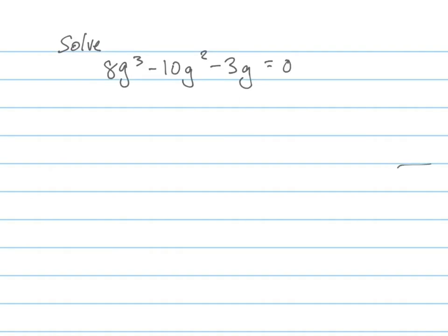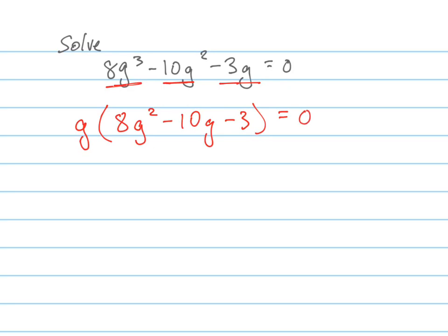We're trying to solve this equation. Now this is not a quadratic equation, it's a cubic equation, but we're going to solve it by using the methods for quadratic equations. And the reason is because what you can see right away is what could I factor out of all three of those terms? I could factor a g out. And if I factor a g out, I'm left with a quadratic equation.